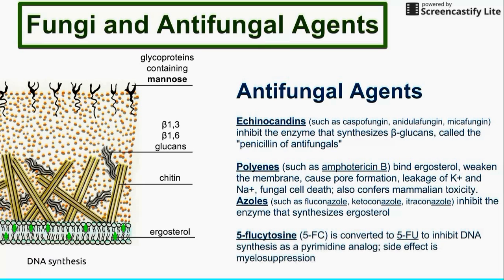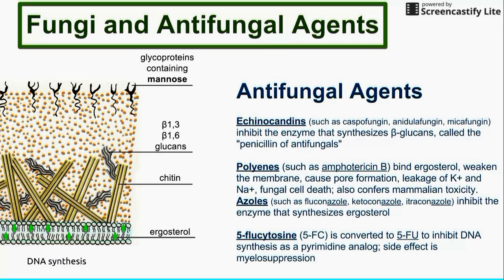And lastly, we have 5-flucytosine, 5-FC, which is converted to 5-FU. Fluorouracil, which you might be familiar with, is a pyrimidine analog that inhibits DNA synthesis. One of the side effects of 5-FU is myelosuppression. So this happens when you treat a fungal infection with 5-flucytosine.